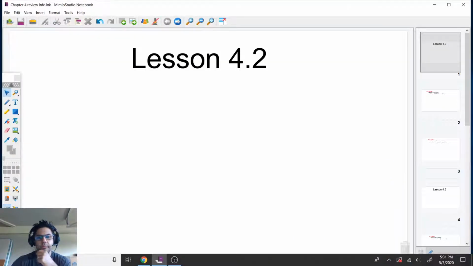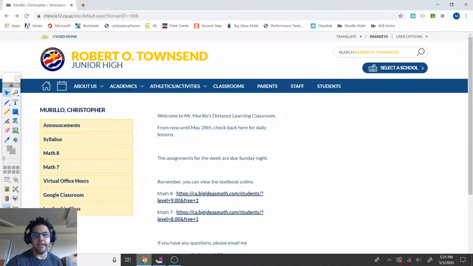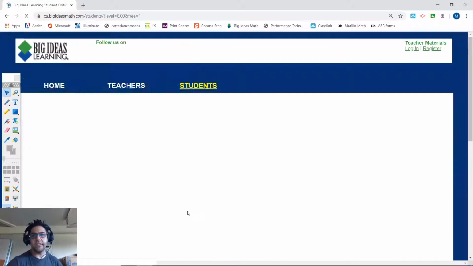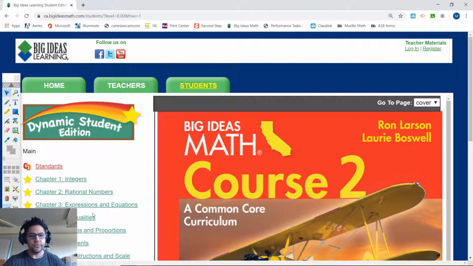All right, ladies and gentlemen, we're going to be looking at lesson 4.2 today. So let's go ahead and jump to the website again. Math 7 textbook here. Scroll down. We're talking about inequalities. Now, the great thing about inequalities is it's just a natural transition from what we did in chapter 3 when we were solving equations. We're going to solve the inequalities and talk about our quick graphs real quick.